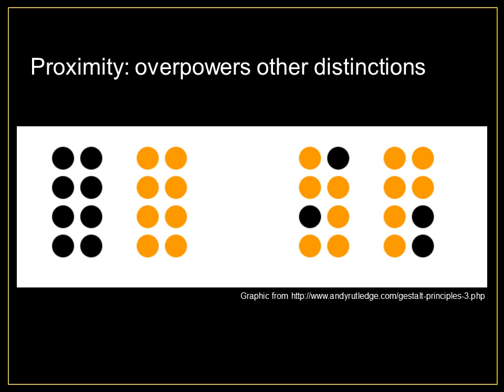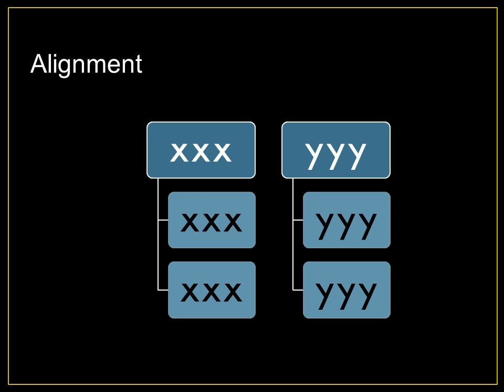Remembering eye-brain processing, it makes sense that proximity overpowers other signals of distinction in showing relations among and between elements. Here the eye is first drawn to the groupings and then to the color variations between the orange and black circles. Alignment is our second PAC element. It is the setting of text flow or image placement relative to a page, column, table cell, or tab.